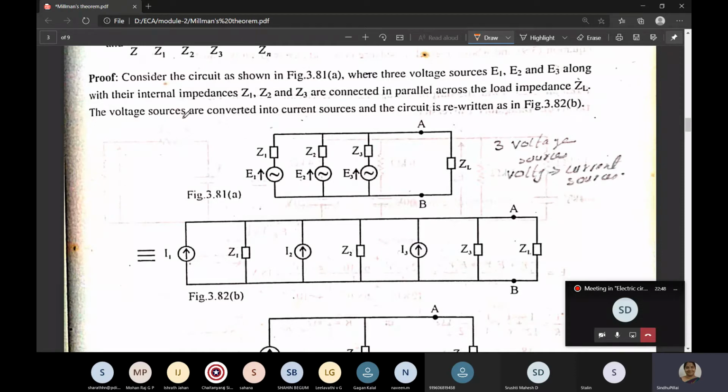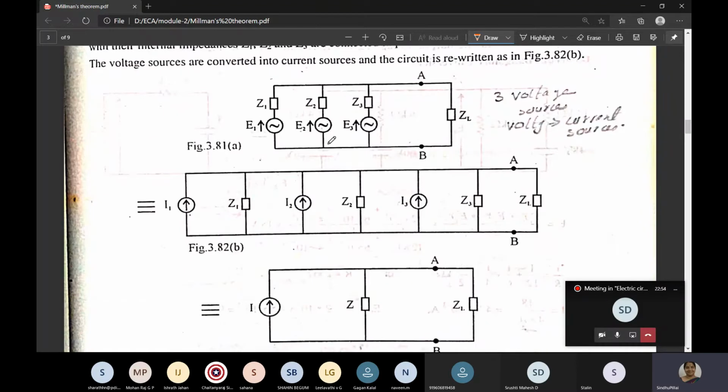The voltage sources are converted into current sources and the circuit is rewritten. What we know is that in source transformation, voltage sources in parallel will not help us, so we have to transform them. All the voltage sources should be transformed to current sources. Current sources in parallel can be added and voltage sources in series can be added. So convert these voltage sources to current sources.